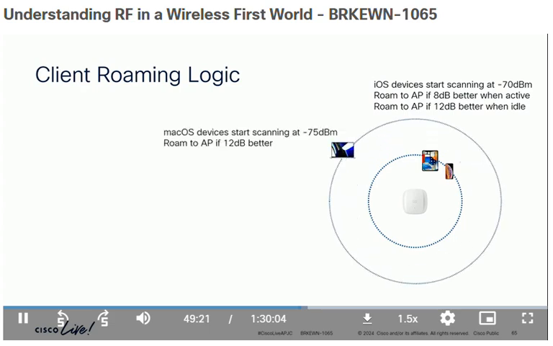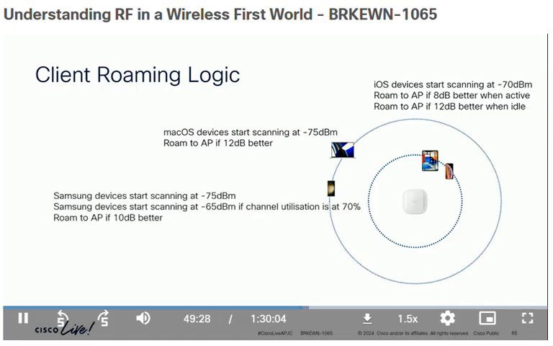Now, if we're talking about a MacBook, though, it does something completely different. It waits to -75 and moves at 12. Samsung tries to be a little bit more clever, and so they're going to start looking at -75, but if there's a lot of devices, a lot of channel utilization in the space, they're actually going to look earlier at -65, and they'll move at 10.